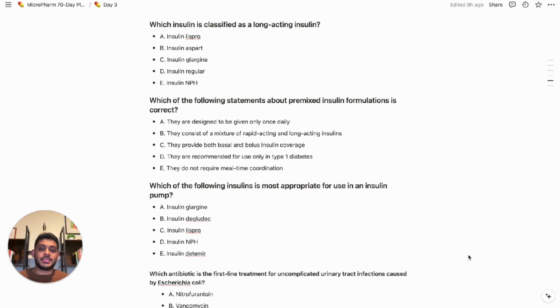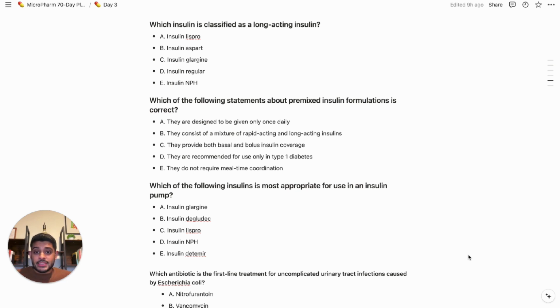Which of the following statements about pre-mixed insulin formulations is correct? A, they are designed to be given once daily. B, they consist of a mixture of rapid and long-acting insulins. C, they provide both basal and bolus insulin coverage. D, they are recommended for use in type 1 diabetics. Only for use in type 1 diabetics. And E, they do not require mealtime coordination.